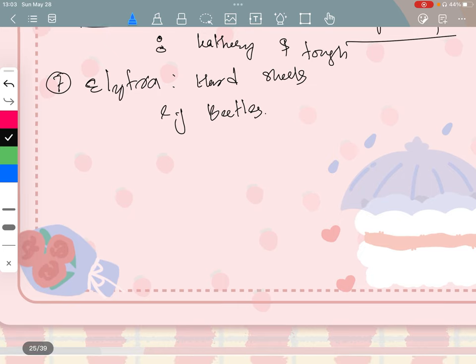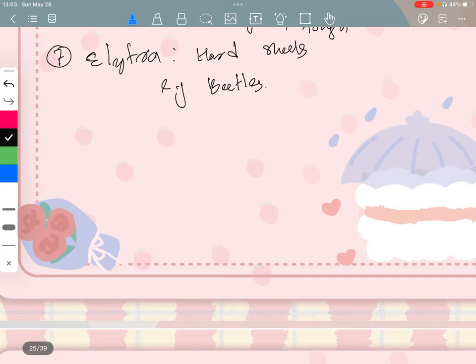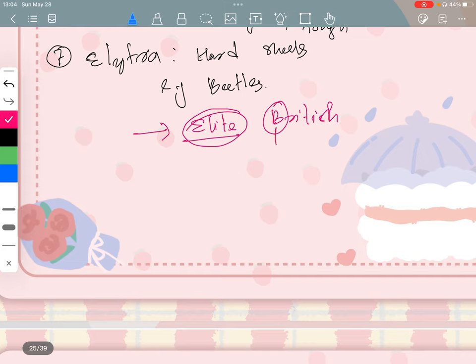The mnemonic I have made for it is just two lines: elite British. As we know, once British used to rule our country, India, and we call them elite. So by elite, you can remember elytra, and from beetle, you can remember beetle. When the British ruled India, Indians were weak and British were strong. So you can say elytra type has strong or hard cells.